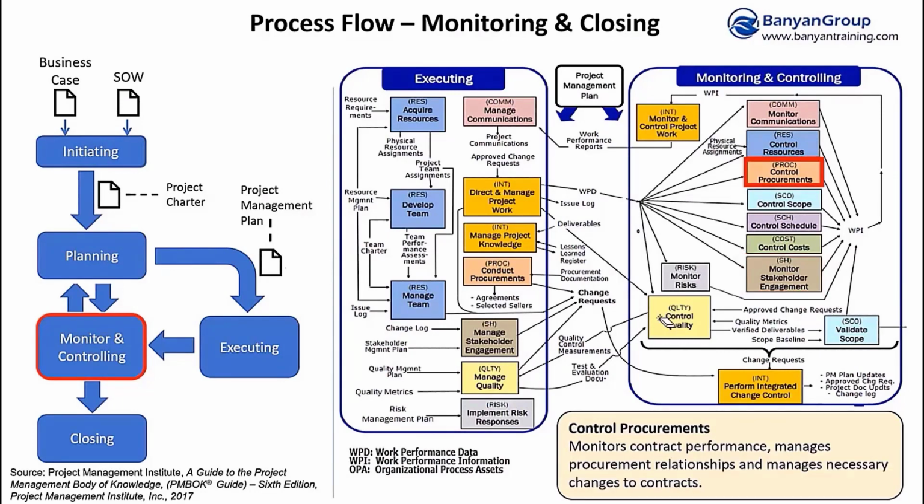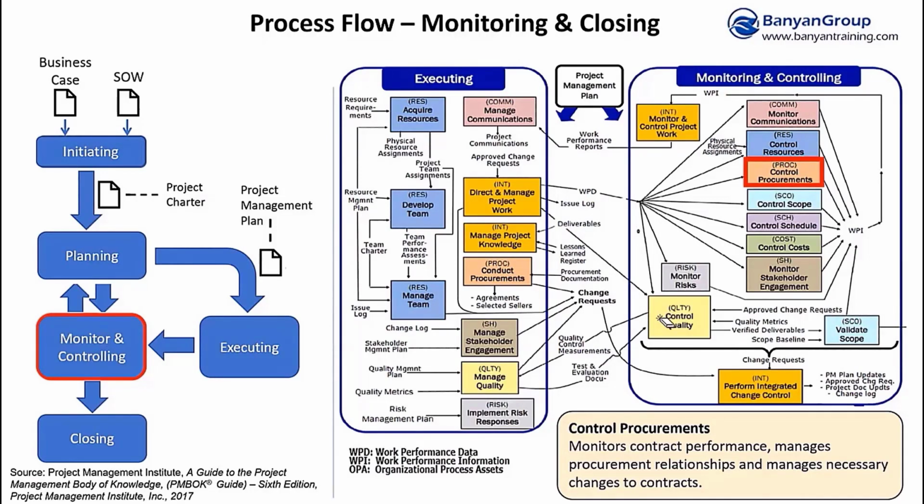We also control procurements. Control procurements is what we do after we have the signed contract. We've signed the contract, we have an agreement, and now we're measuring the performance of the vendor against the terms of the contract. Very simple, straightforward process. Where we have baselines that we measure our performance against, in procurement we have the terms of the contract that we measure our performance against.